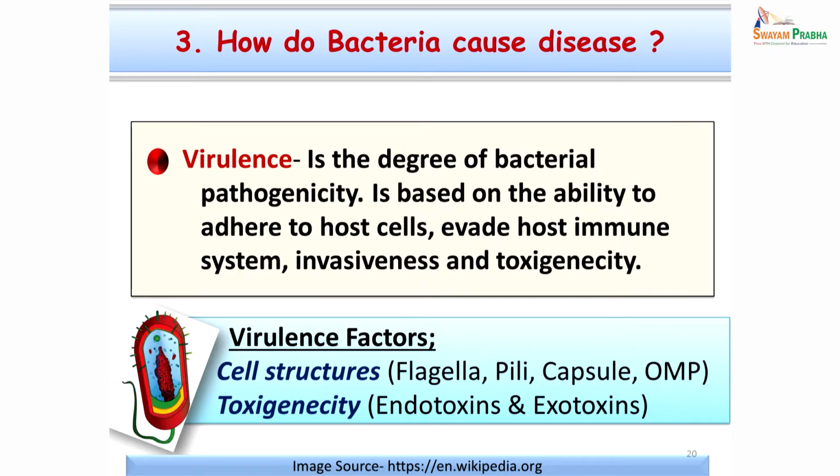The virulence factors can be present on their cell wall. As I said, they could be present on the flagella, pili, capsule and outer membrane protein. They could also produce toxins, the endotoxin and exotoxins. If the bacteria release the toxin into the surroundings, in the environment, in the tissues, they are called exotoxins. The endotoxins are the ones which will come out once the bacteria die.